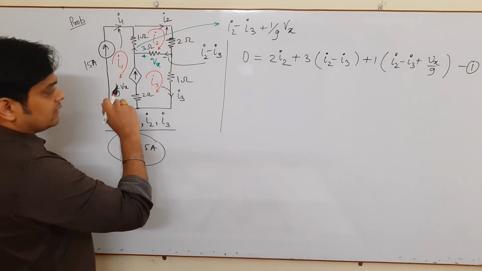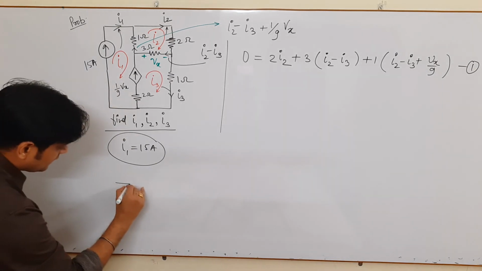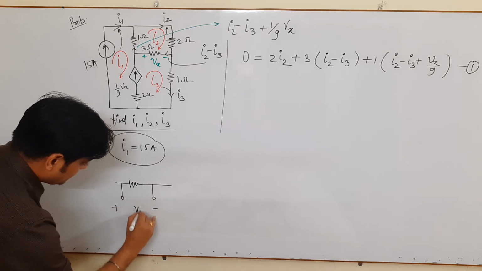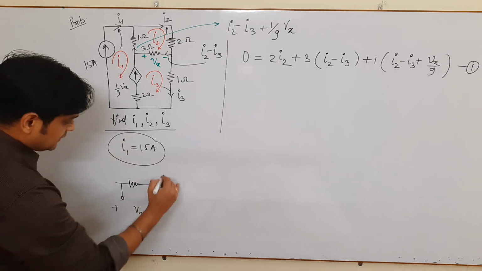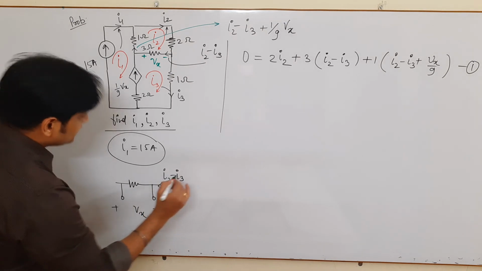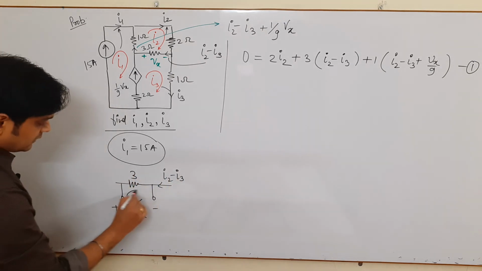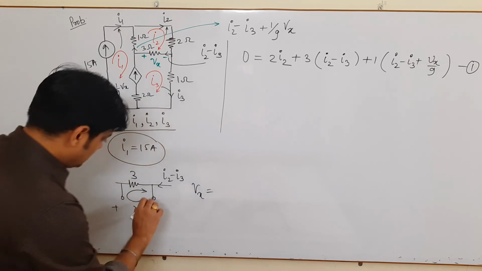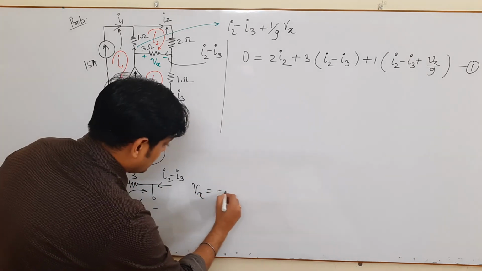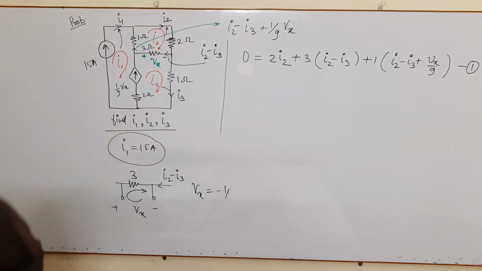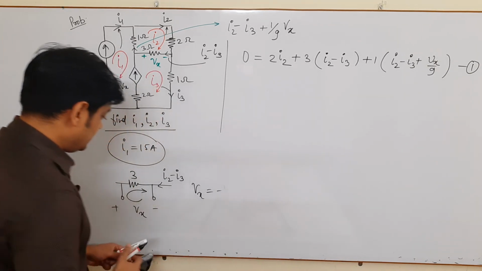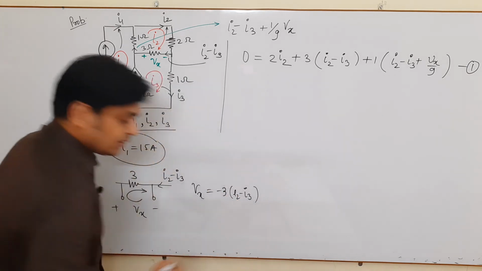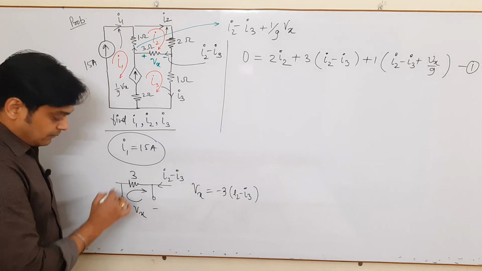I am explaining Vx here. This is the resistance, with plus and minus, here it is your Vx, and this is your current I2 minus I3, and the value is 3 ohm. Can you find the value of Vx in this fashion? If you apply the loop, Vx comes to be minus of 3 into I2 minus I3.